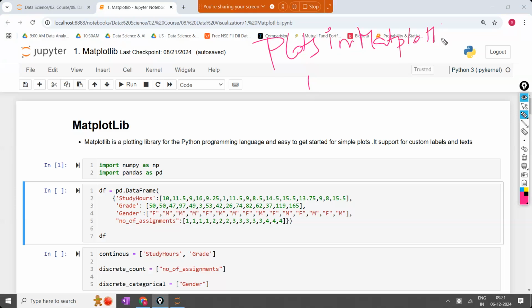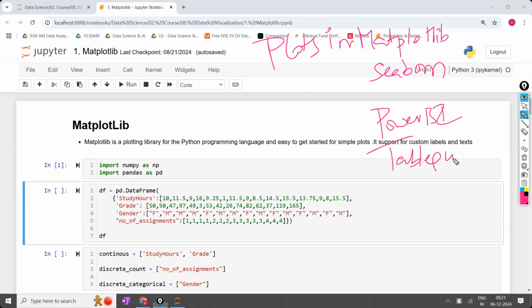Okay, today we are going to start with Matplotlib, followed by Seaborn. These two are covered in Python. And along with Matplotlib and Seaborn, I'm going to cover Power BI and Tableau. So total 4. Out of 4, 2 of them are from Python itself, and the other two are Power BI and Tableau.